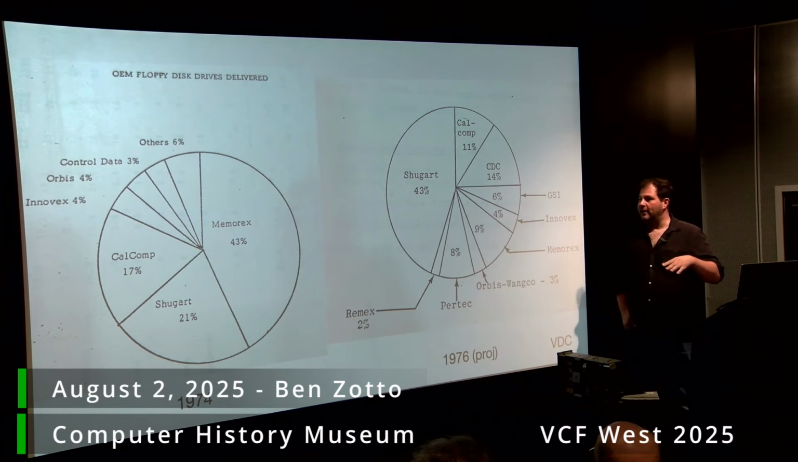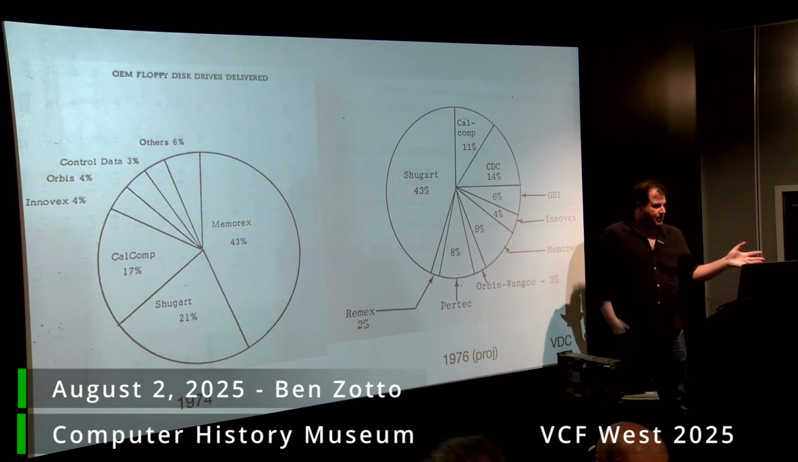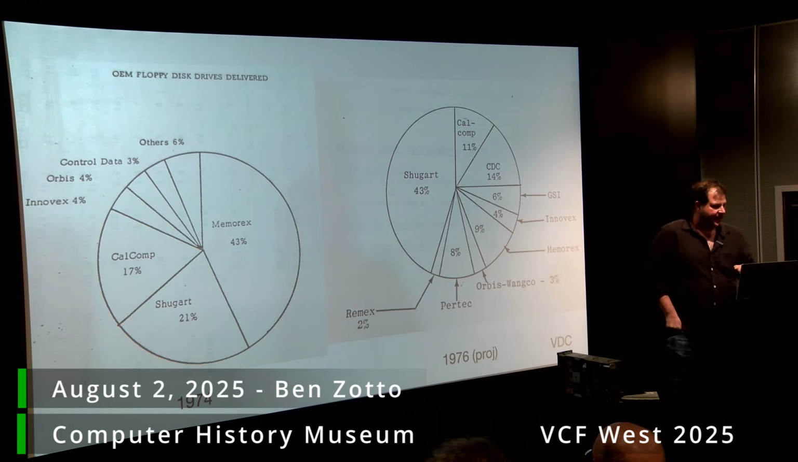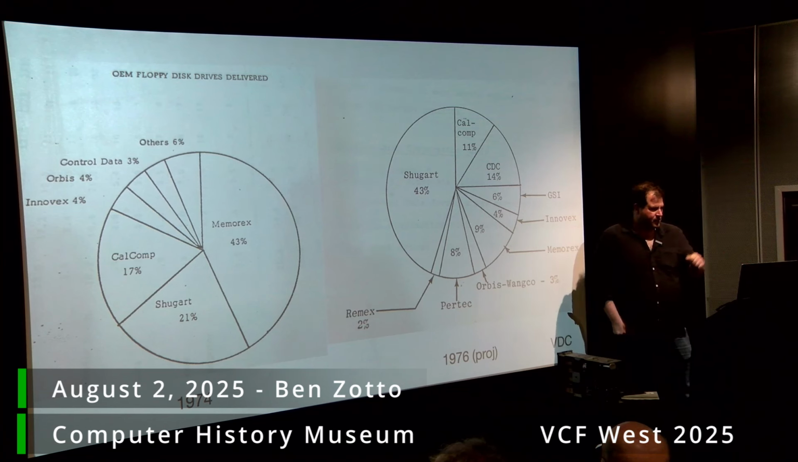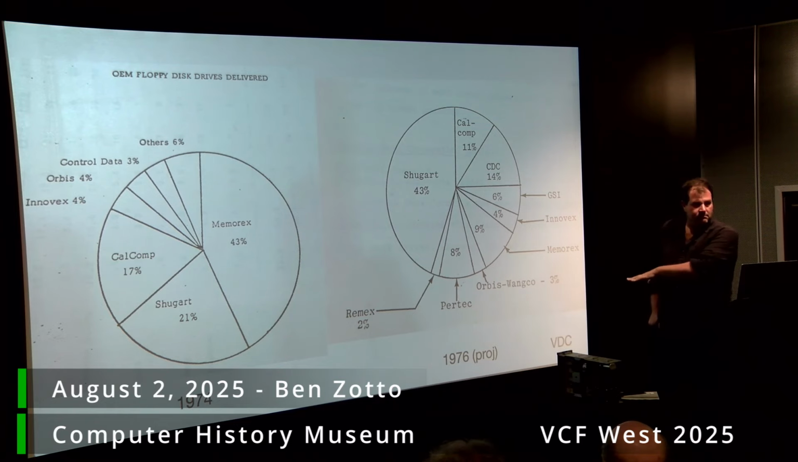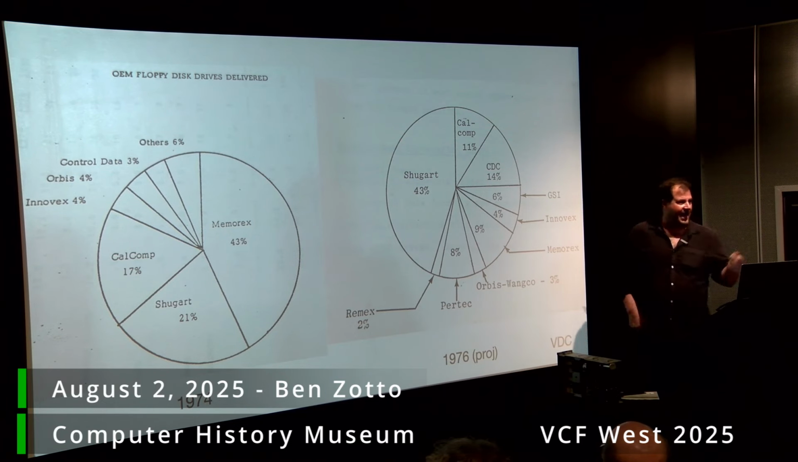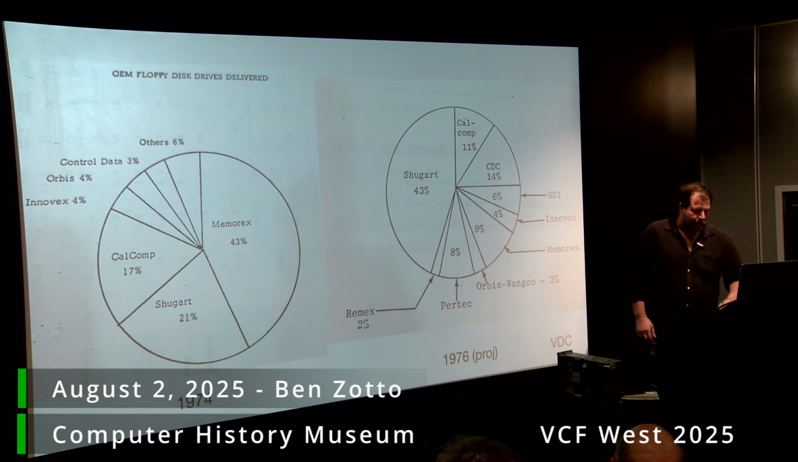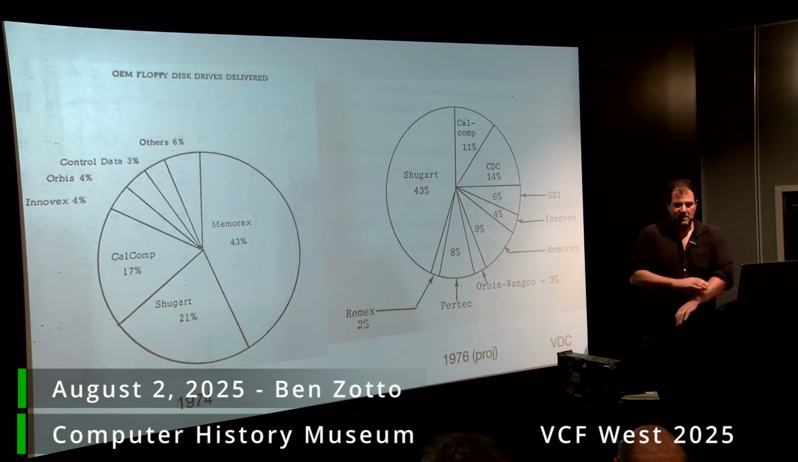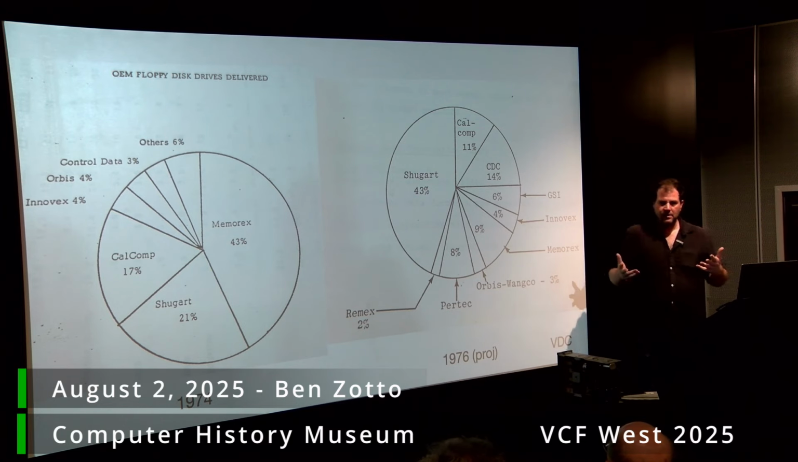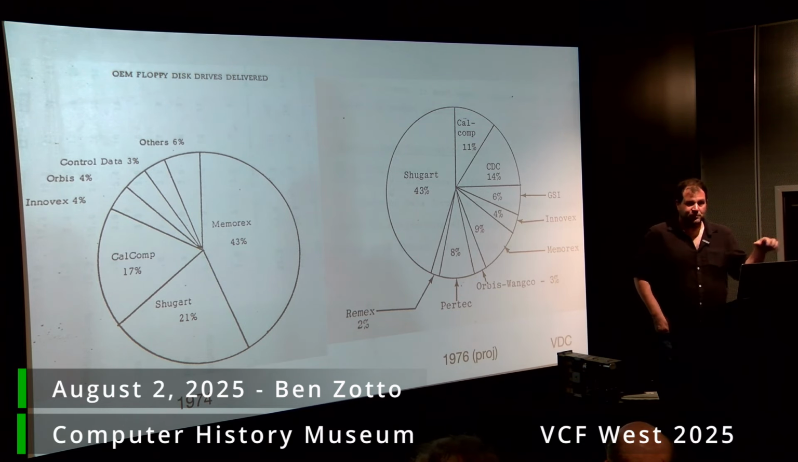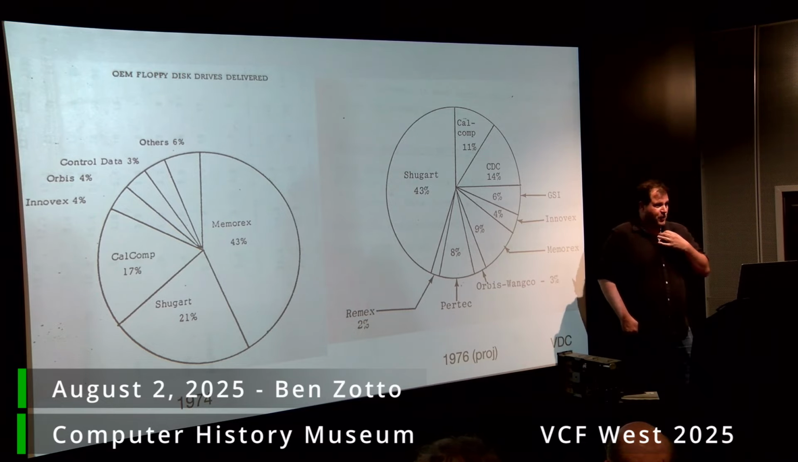In the OEM market in 1974, on the left, Memorex has the plurality, Shugart's number 2, then Calcomp, Innovex, Orbis, Control Data, and some others. Projected 1976, we can see that Shugart has swept forward and taken the lead. The big customers for these were the mini-computer companies who were building stuff with disk drives. DEC and Data General were both customers of Control Data, so Shugart was freaked out because those were some real big customers that they didn't get.